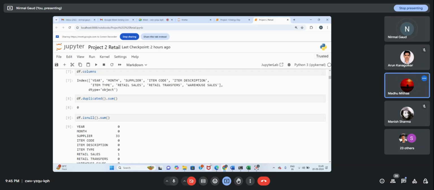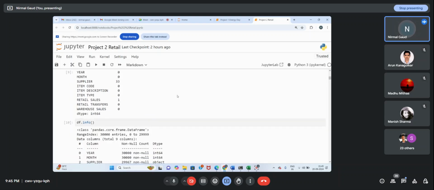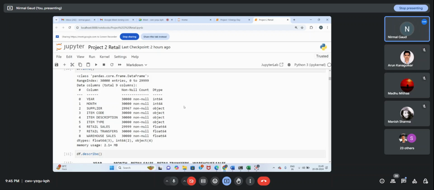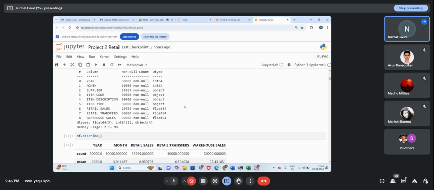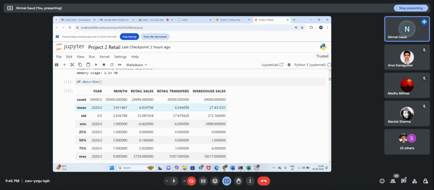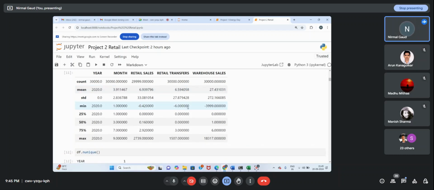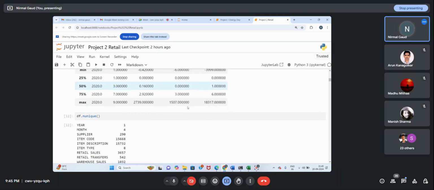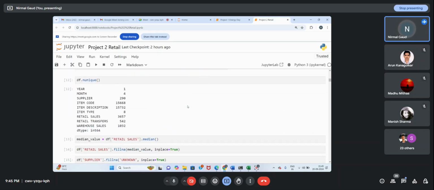Okay, so now I checked there are no duplicates present, no null values are present, and I have printed the information. We are having some integer columns, some object columns, and float columns. The description I have also printed, just for the numerical values. Fine. Number of unique values if we check.